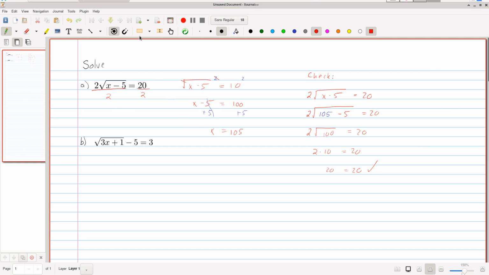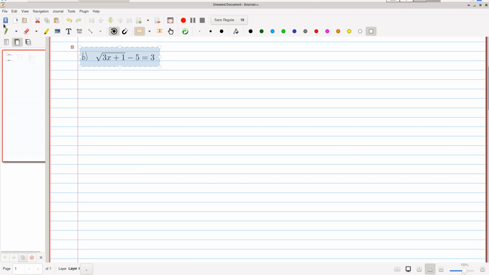Now for part B. Let's give ourselves a little bit more room. To solve this for x, I want to get the radical by itself. So we'll begin by adding 5 to both sides of the equation. On the left-hand side, the 5's cancel, and we have radical 3x plus 1. On the right, we combine like terms, and we've got 8.